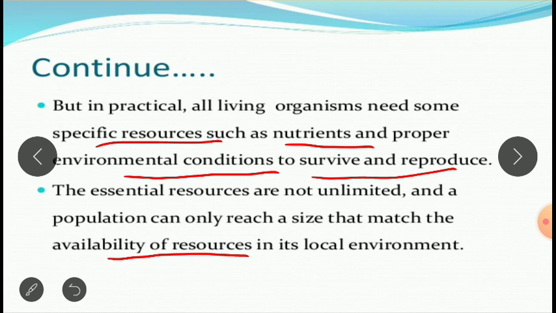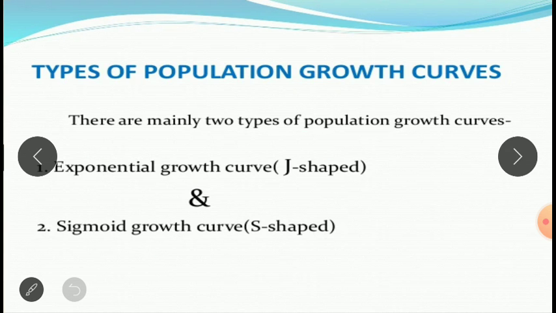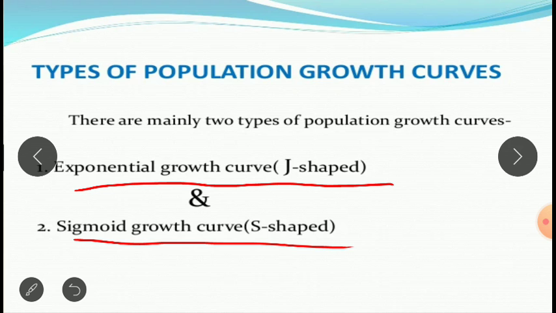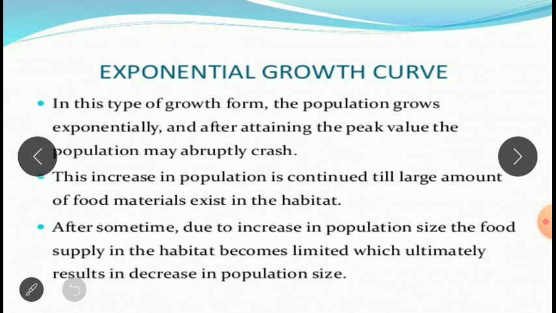So here the organism has a limit to reproduce. It cannot increase the population beyond a particular size. Based upon that, we have two types of population growth: exponential growth, or the J-shaped curve, and the sigmoid growth curve, or the S-shaped curve. Let us brief about the exponential growth curve first. Remember, this won't be asked in the exam, but to understand the sigmoid growth, let us first study the exponential growth curve also.